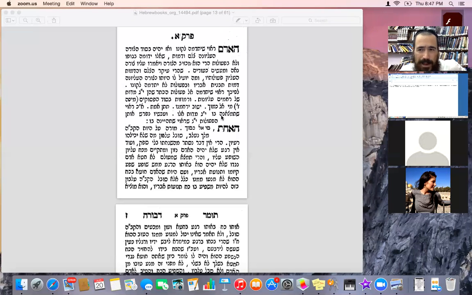And what the Ramak is going to do is go through each and every one of these 13 attributes of mercy, and he's going to pinpoint them to a person's personal inner working, inner world, and how to transform ourselves based on these 13 attributes of mercy. It's absolutely amazing. I mean, this book and how the Ramak does it and how he pinpoints each one of these is incredible.